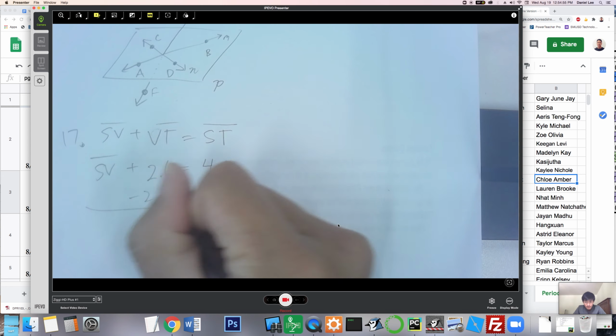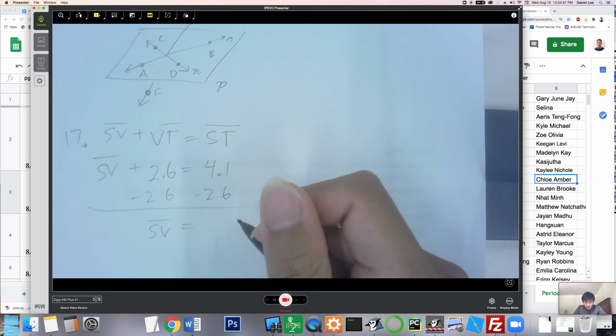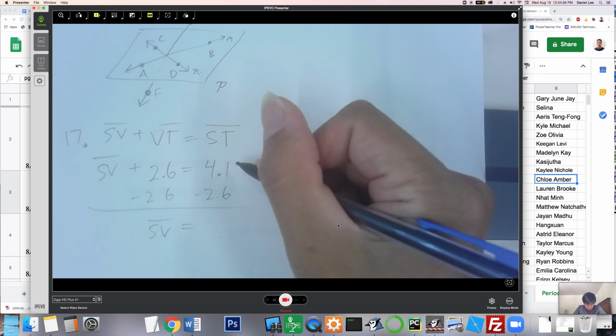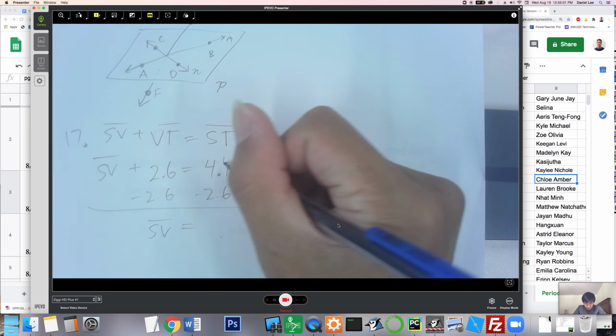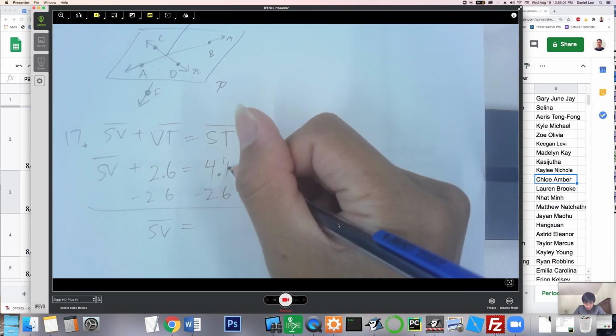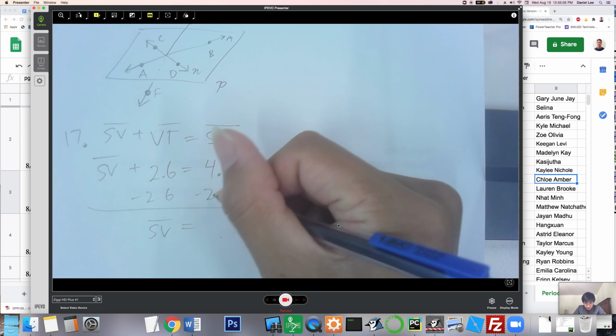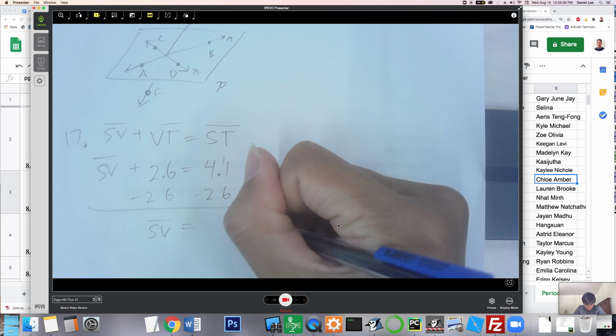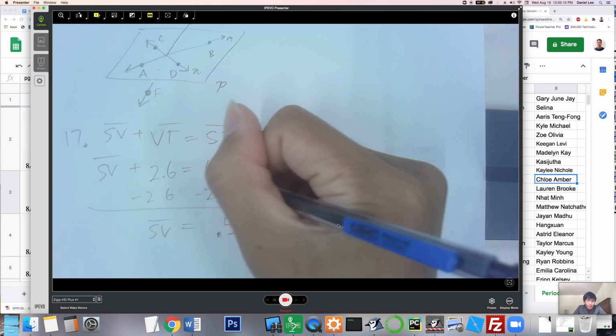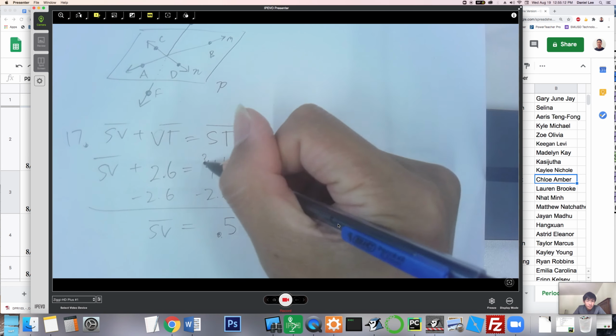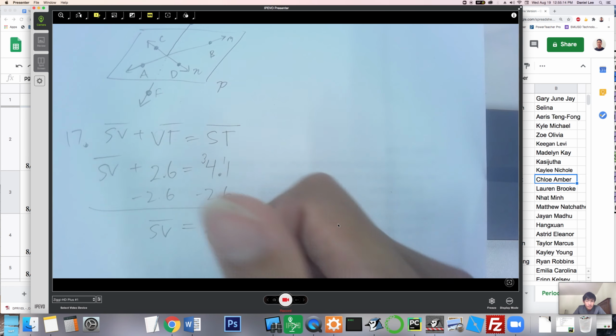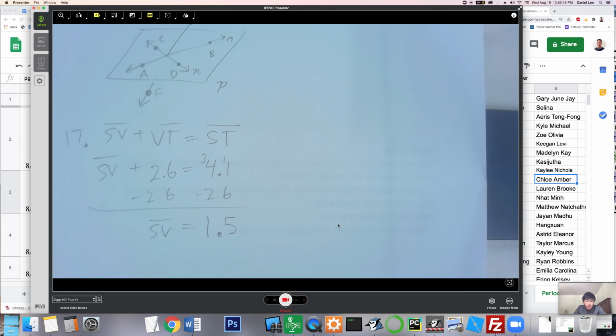We'll get SV on one side, and we'll say that it is equal to, okay, well, this is a little bit complicated, so I'm going to have to borrow one. And I got 11 minus 6, that's 5. Then this, since I borrowed one from the 4, that guy's going to turn into a 3, and I'll do 3 minus 2, and that's a 1. So we get SV is 1.5.